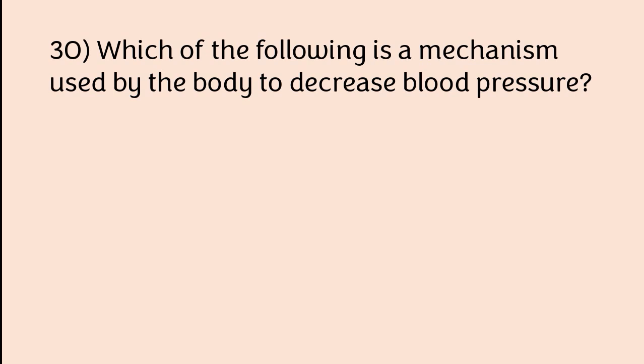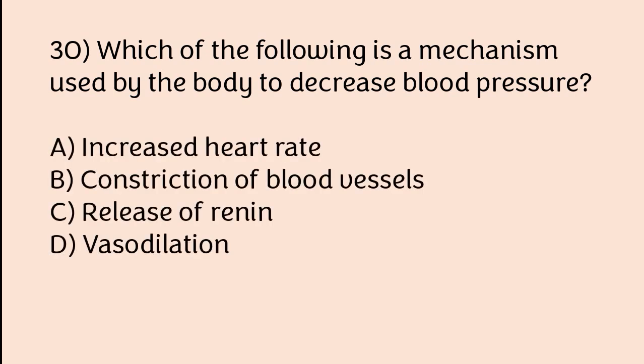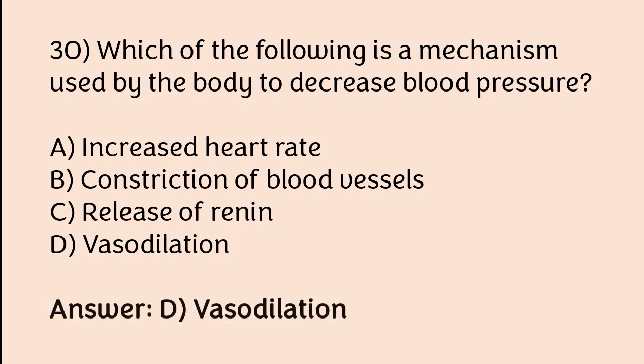Which of the following is a mechanism used by the body to decrease blood pressure? Increase heart rate, constriction of blood vessel, release of renin, vasodilation. The correct answer is option D, vasodilation.